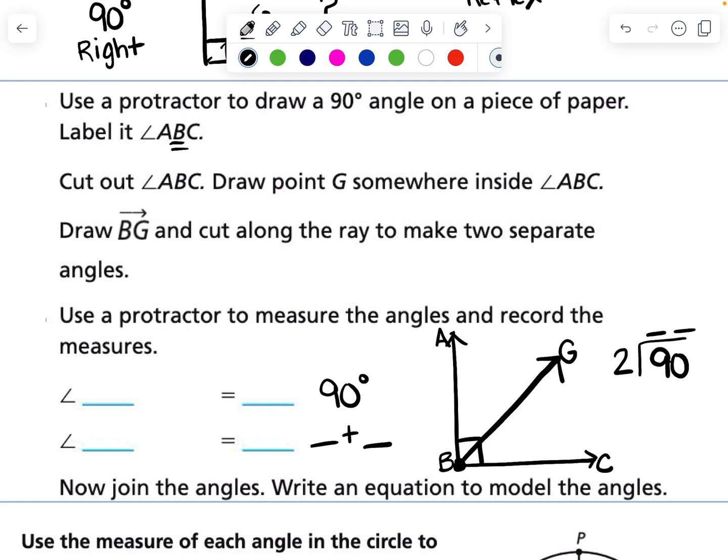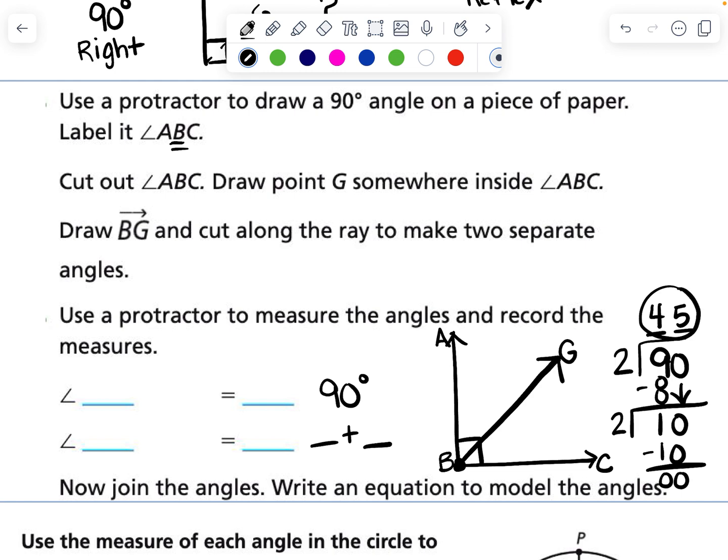Using our road map, 2 goes into 9 4 times. 4 times 2 is 8. Take away, bring down, and repeat the process. How many times does 2 go into 10? It can go 5 times. Subtract. There's nothing to bring down.